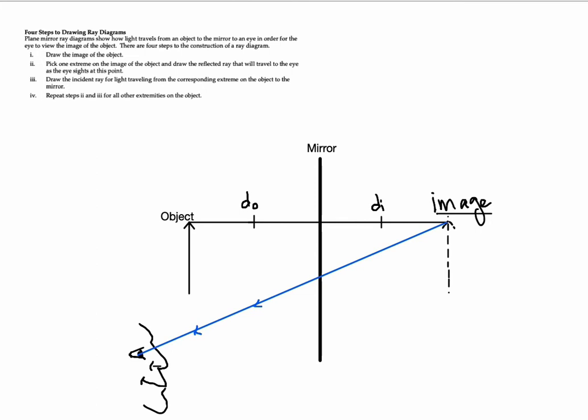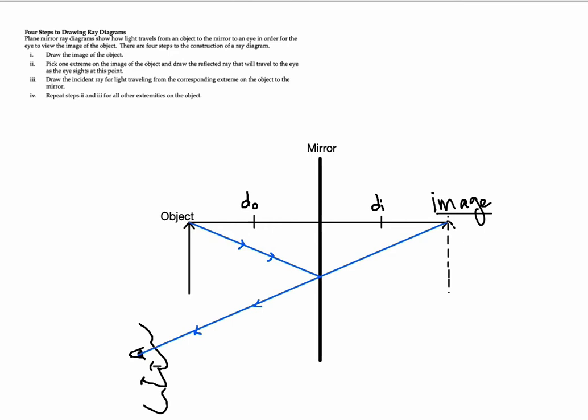And then draw the incident ray for the light traveling from the corresponding extreme. So in other words, from the top of the object, because we went from the top of the image to the eye, now we're going to go from the top of the object and draw a line that meets the mirror at the same place where that intersected. Okay, so that is our incident ray, and that's traveling in this direction. This is the incident ray, and this is the reflected ray.